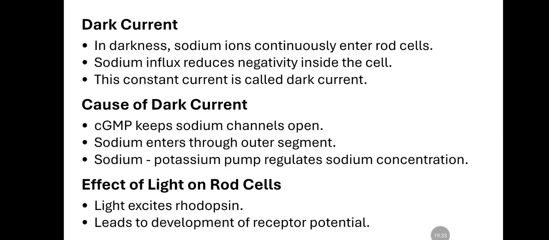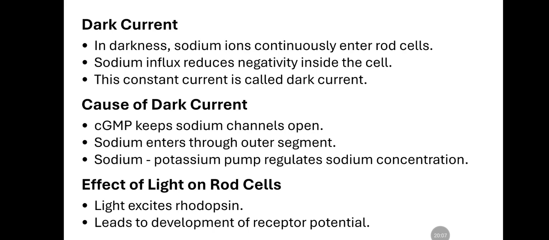Dark current. In darkness, sodium ions continuously enter the rod cell. Sodium influx reduces negativity inside the cell. This constant current is called dark current. Cause of dark current: cGMP keeps the sodium channels open. Sodium enters through the outer segment. The sodium-potassium pump regulates sodium concentration.